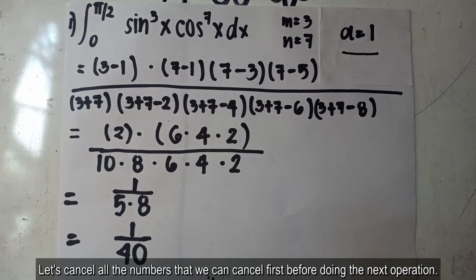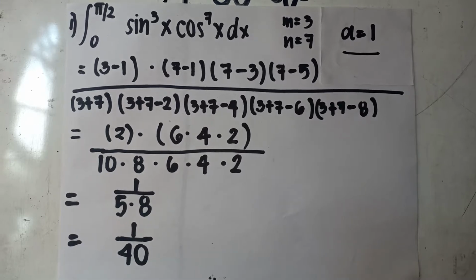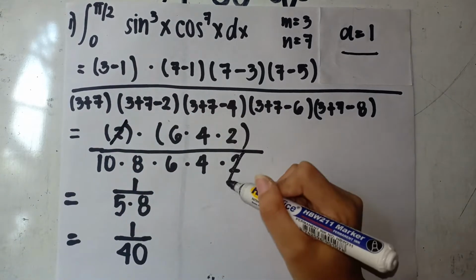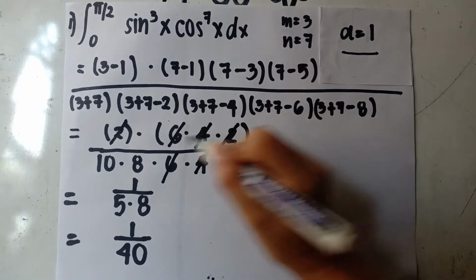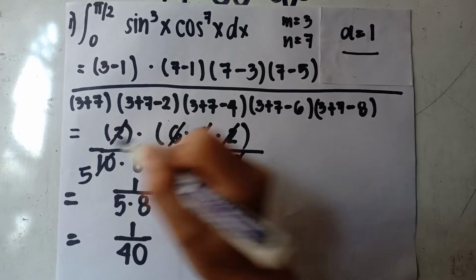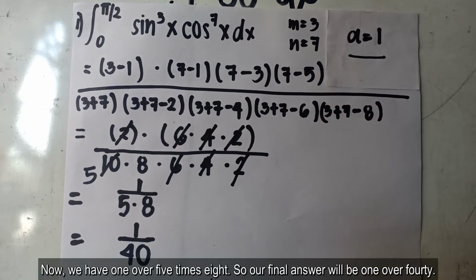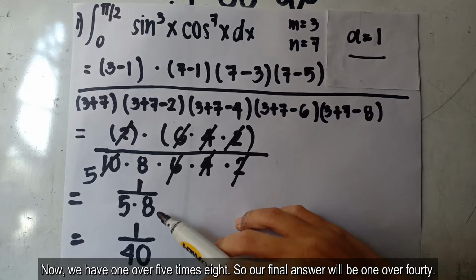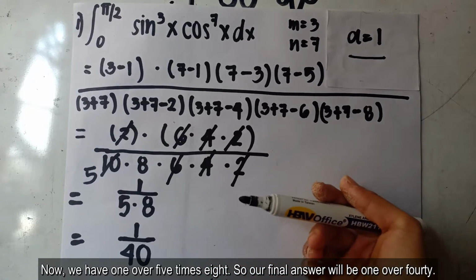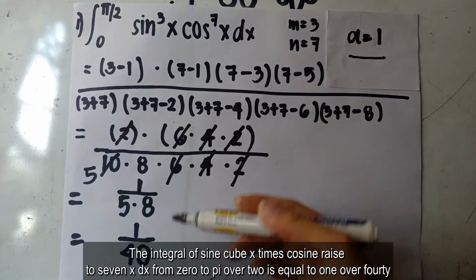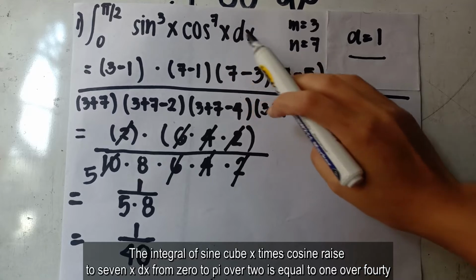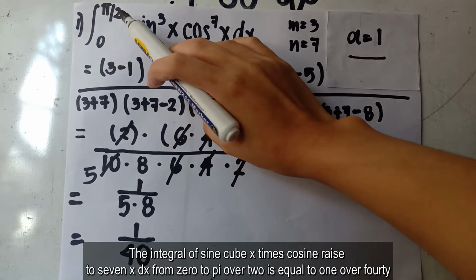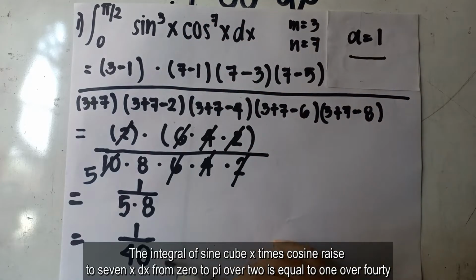Let's cancel all the numbers that we can cancel first before doing the next operation. Now, we only have 1 over 5 times 8. So our final answer is 1 over 40. The integral of sine cubed x times cosine raised to 7 x dx from 0 up to pi over 2 is equal to 1 over 40.